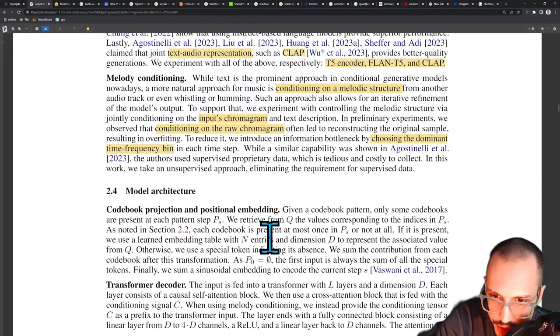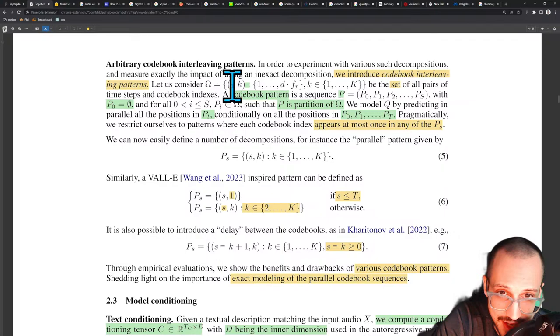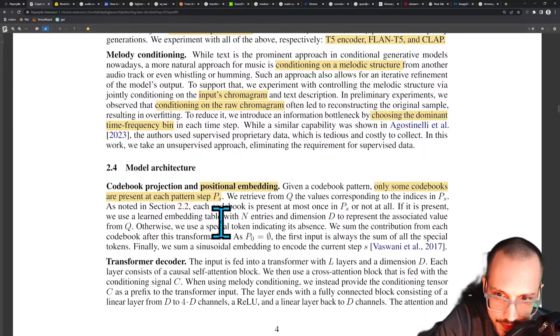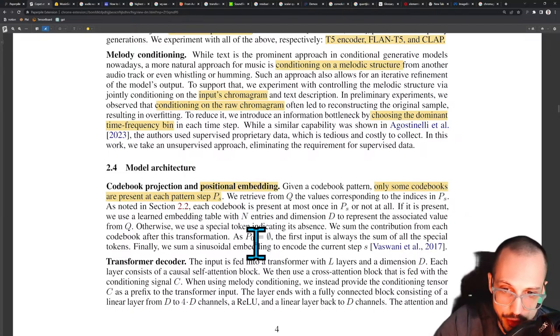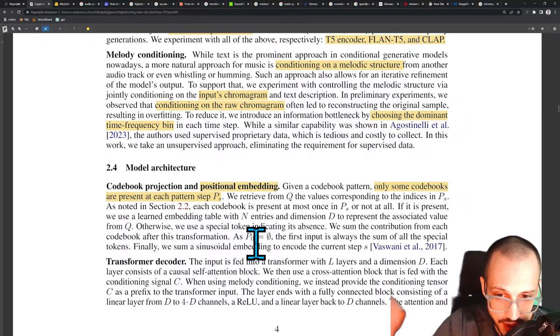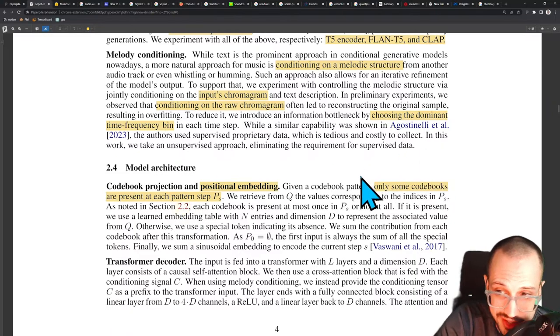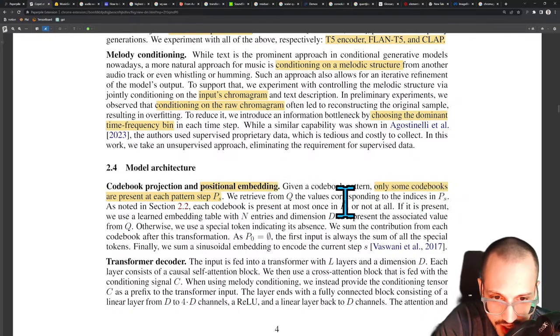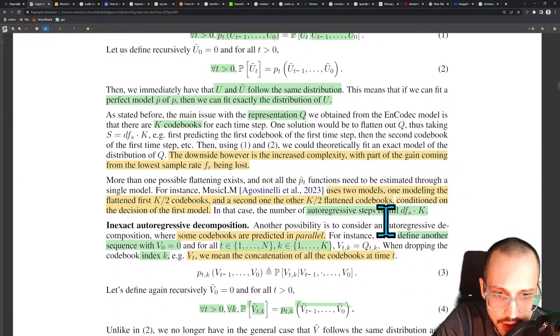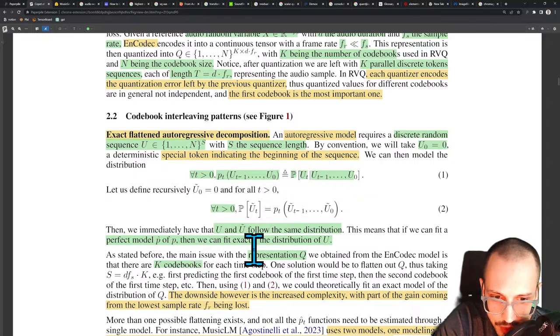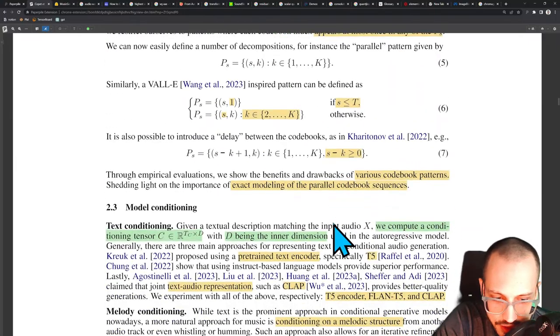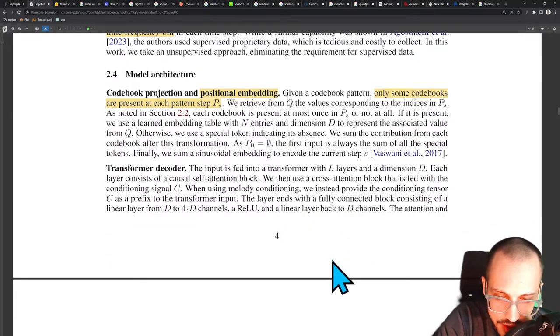Model architecture, codebook projection and positional embedding. So they have some positional embeddings here. Given a codebook pattern, only some codebooks are present at each pattern step PS. Right, so the codebook patterns are these partitions of the set of all codebooks. In an individual codebook pattern, you might have words from some of the alien dictionaries, but some of the other alien dictionaries might not even be inside that codebook pattern. So only some of the codebooks are present. We retrieve Q from the values corresponding to the indices in PS. What was Q again? Q is the representation obtained from the EnCodec model. So Q is the tokens that come out of the EnCodec, which goes from raw audio into these audio tokens.